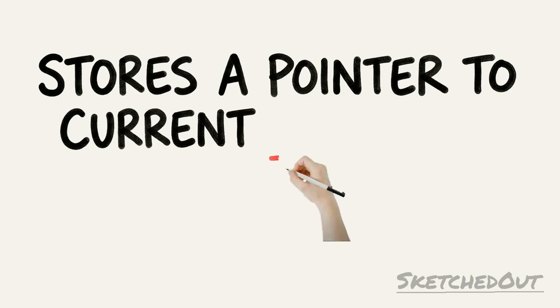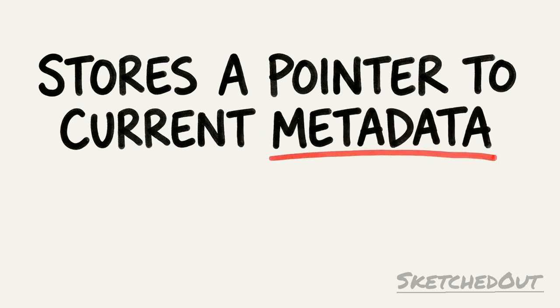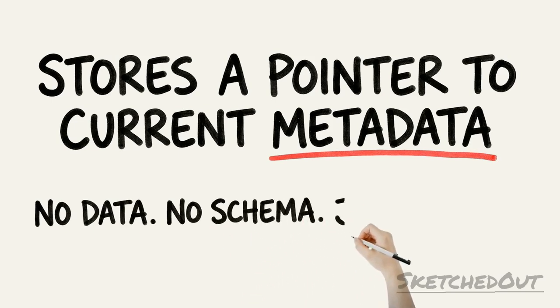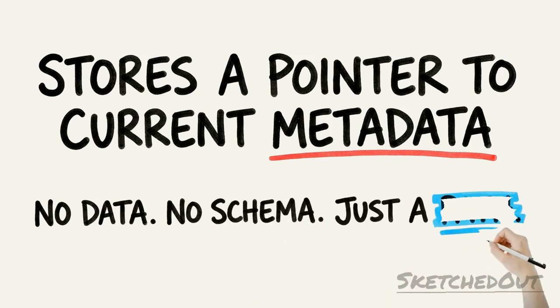The catalog does one job. For each table, it stores a pointer to that table's current metadata file. That's all. It doesn't hold your data, it doesn't hold your schema, that's inside the metadata file. It holds a name and the location of one file. Ask it for the swipes table, and it hands back a path. Follow the path, and you're at the top of last video's tree.